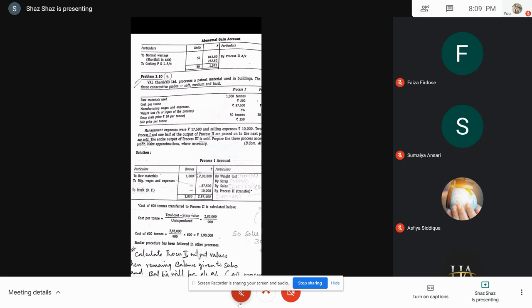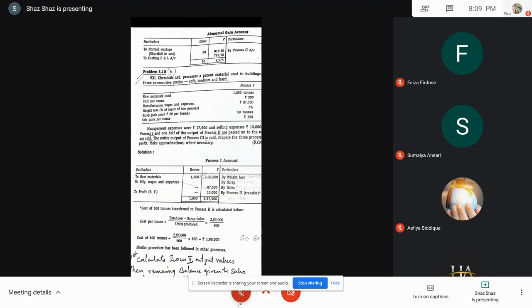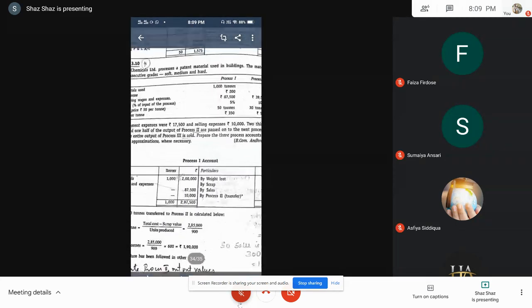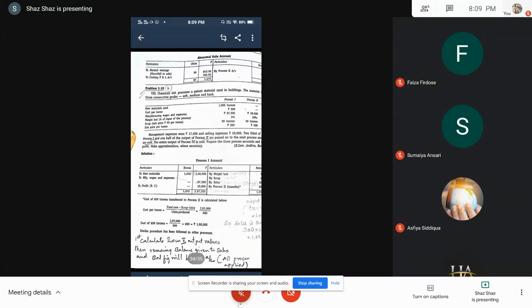Raw material is 1000 into cost per ton is 200. So 1000 into 200 is 2 lakh. This is your initial tons, not units, in the form of tons. Now next process is manufacturing wages and expenses. Process A, we are doing only process one. So 87,500. Okay, this is taken.